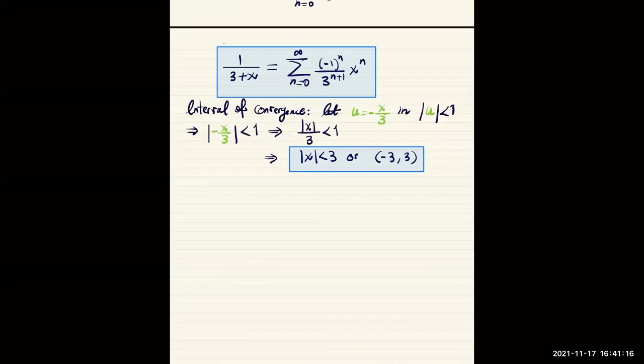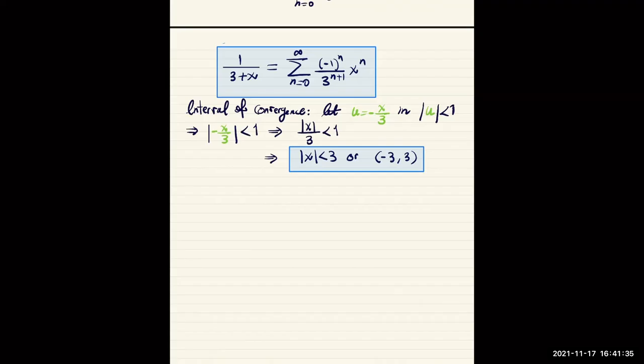Questions, guys? Yeah, Ahmed is asking, do we have to always begin n at 0? You don't have to begin n at 0. You could begin n at 1, 2, whatever, but 0 is the standard value I start with.